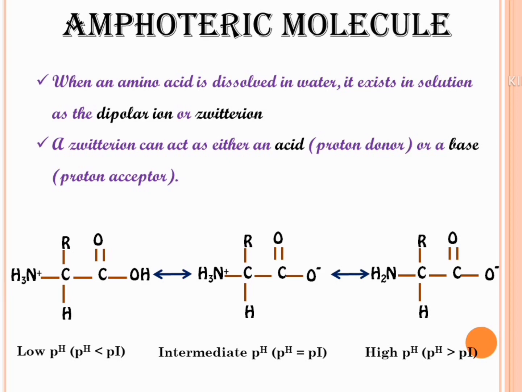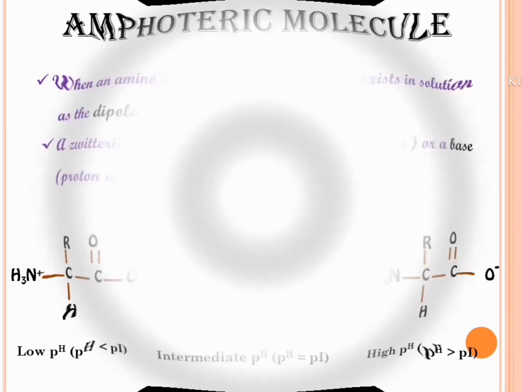The acid-base behavior of an amino acid in solution: at low pH, the positively charged species predominates. As the pH increases, the electrically neutral Zwitterion becomes predominant. At higher pH, the negatively charged species predominates.